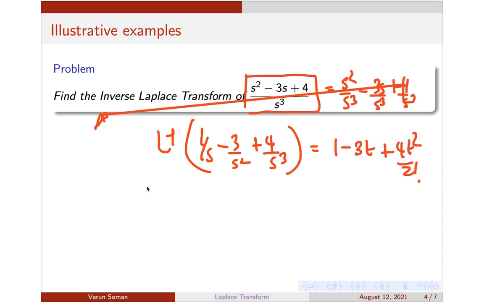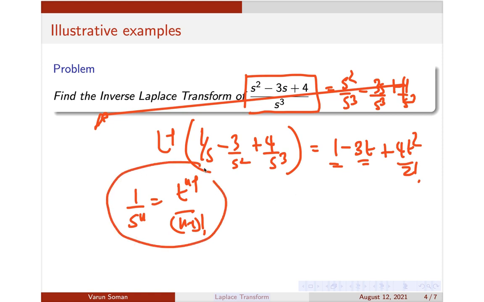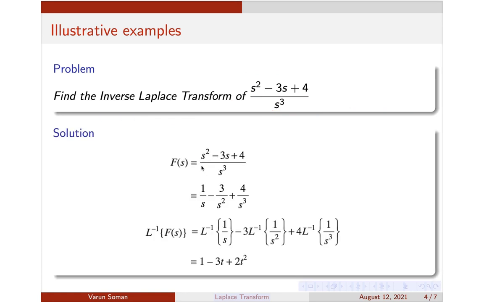How do you get that? Because you know that the inverse transform of 1 by s raised to n is t raised to n minus 1 by n minus 1 factorial. Here s is raised to 1, so t raised to 0 by 0 factorial, which gives you 1. Again 1 by s square gives t by 1 factorial, and 1 by s cube gives t square by 2 factorial. So that is the idea here. We have done it here.